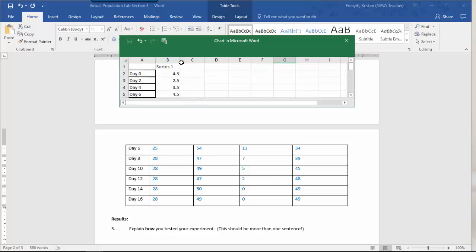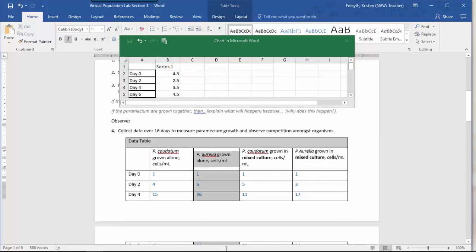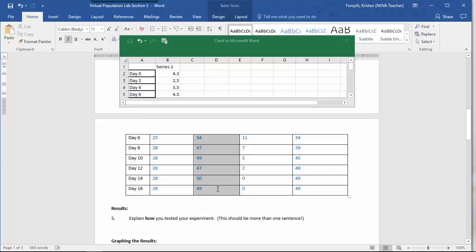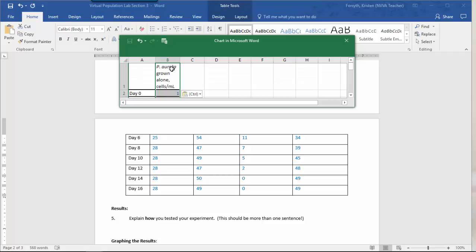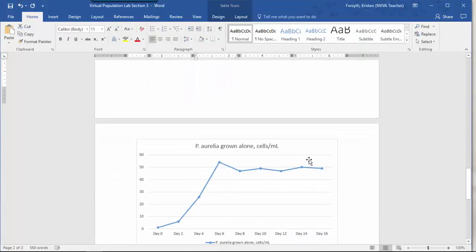And then you still have to plug in the data for P. aurelia. So now you can go over to P. aurelia and you can actually copy this whole column. Control C, come over here, Control V, and make sure it's the correct data. Okay, should be done. And then if you just X that, you should double check your graph, make sure it looks good. Looks really good.